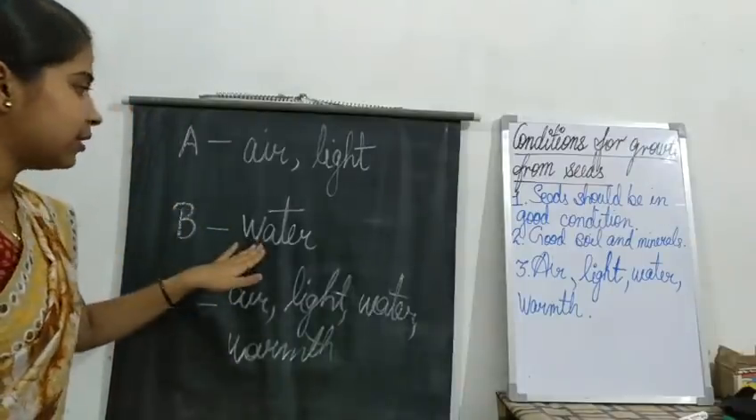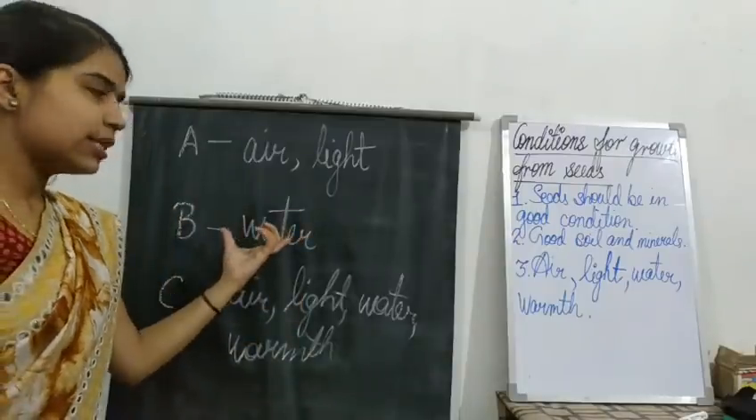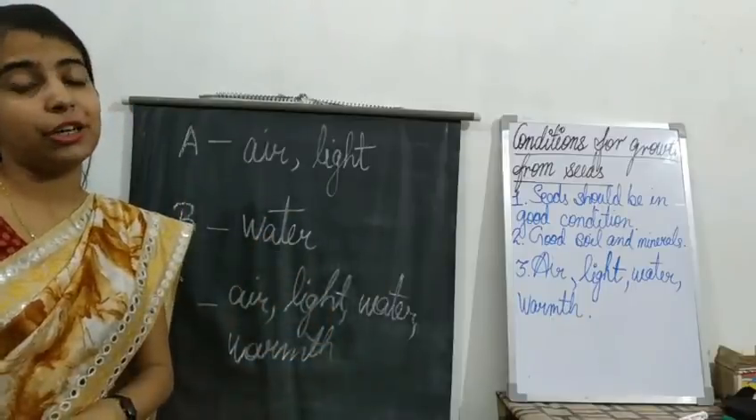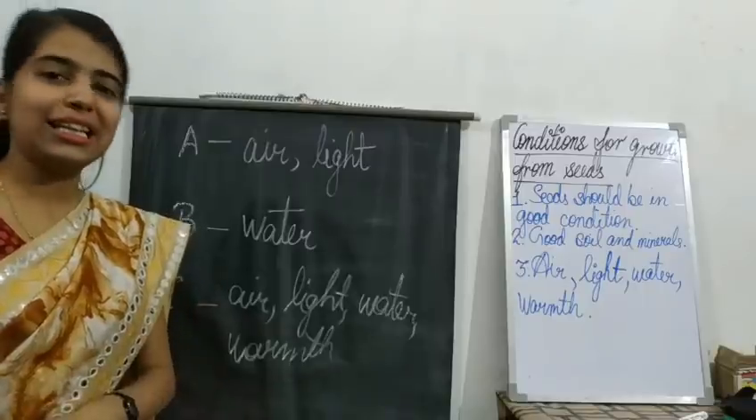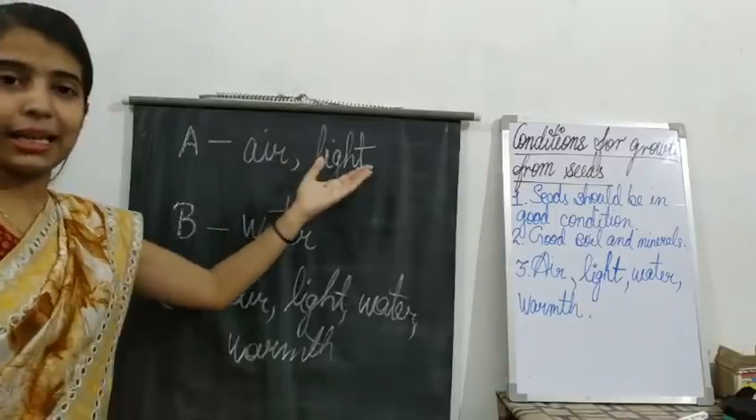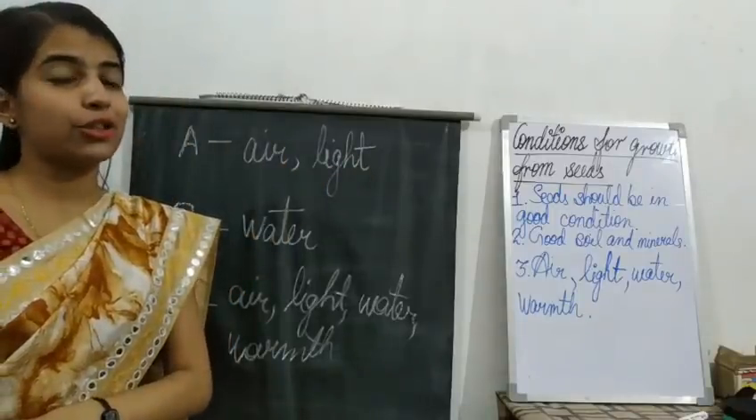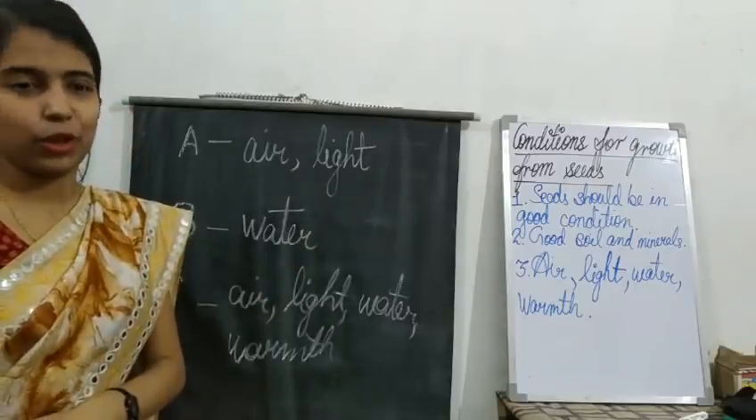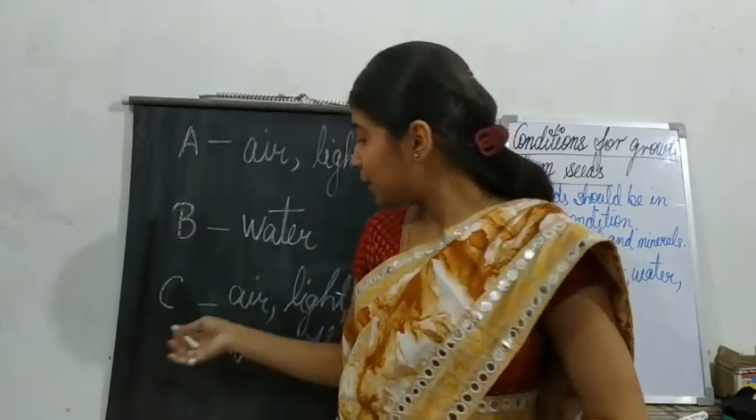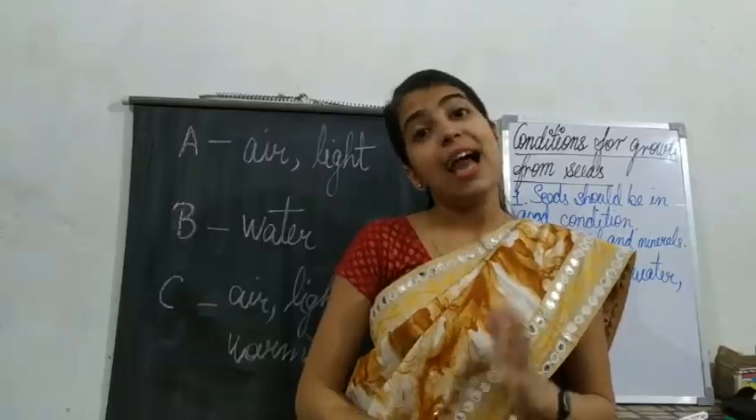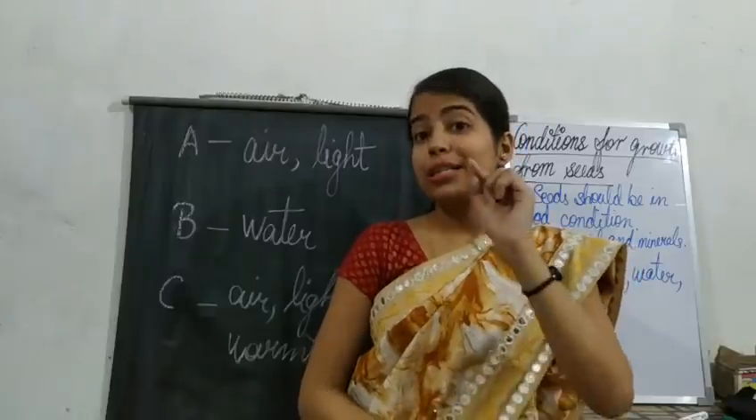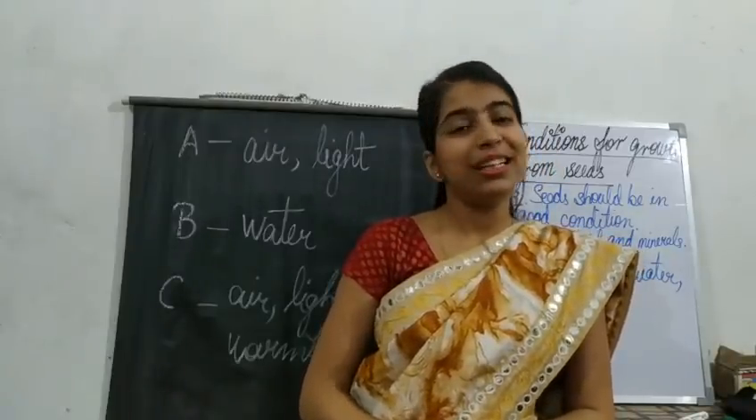Is it clear? In B's case you will not find sprouts. Why? Because although water was there, since you covered it with a moist cloth, you kept it in the refrigerator, so it will get neither air nor sunlight. In the first case, it got air and sunlight, but since it was not covered with a moist cloth, water was lacking. So in these 2 cases, it will not germinate. But in the third case, where it gets air, light, water, and warmth, you will see the sprouts coming out from the seed.